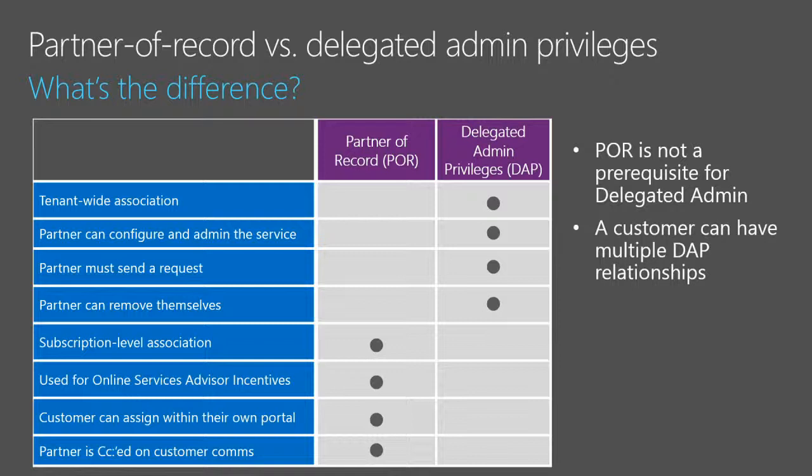Partner of record is at the subscription level. You can only have one partner per subscription. In other words, you can't have multiple partners associated with the same subscription. But in terms of delegated admin privileges at the tenant level, a customer may have one or more partners with delegated admin privileges. Well, why would a customer want to do that? A customer might want to do that if they have one partner who's really good at Exchange deployments and Exchange management, and a completely different partner who's really good at SharePoint Online or another service. But ultimately, it's within the customer's control and the customer's power to grant that privilege to the two partners.